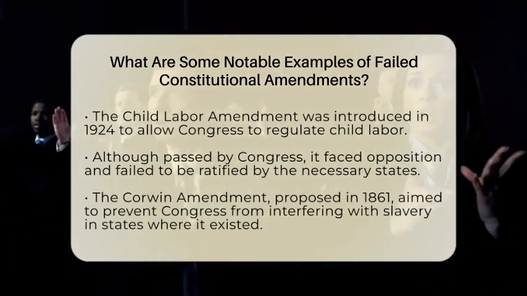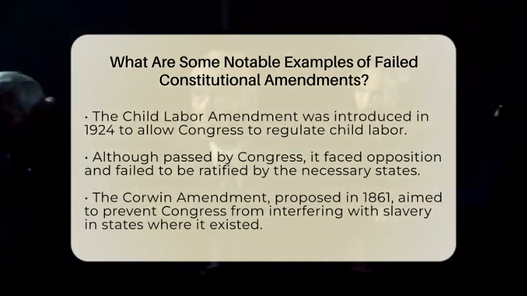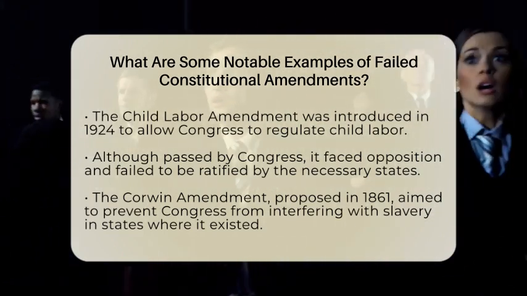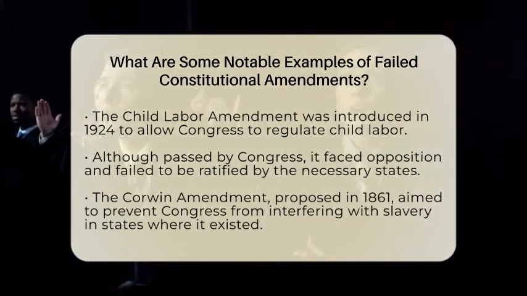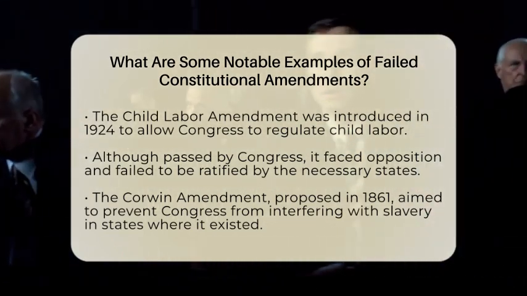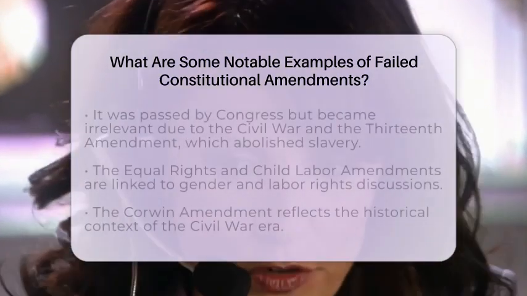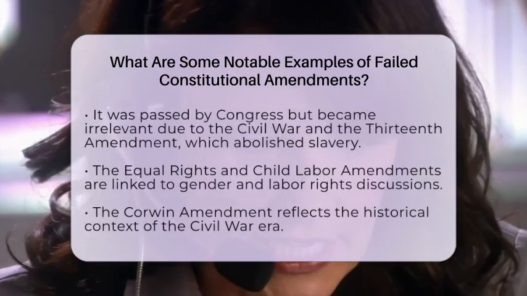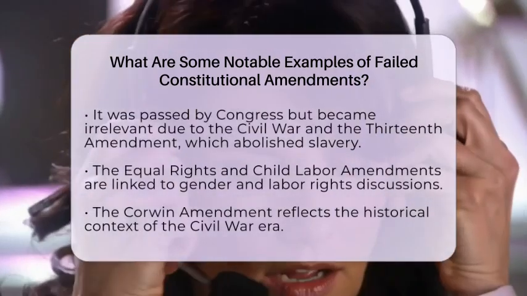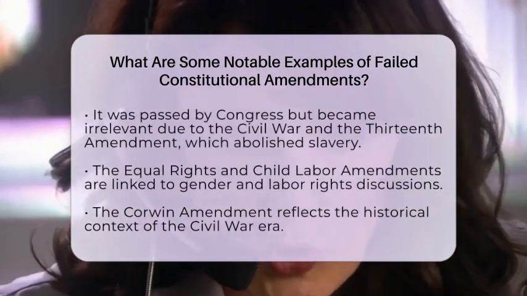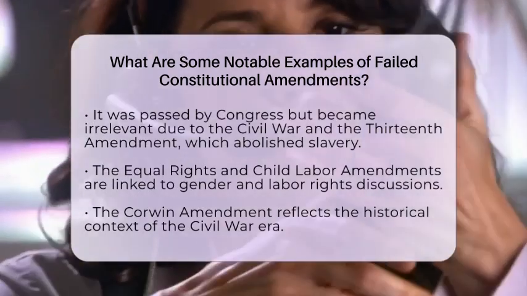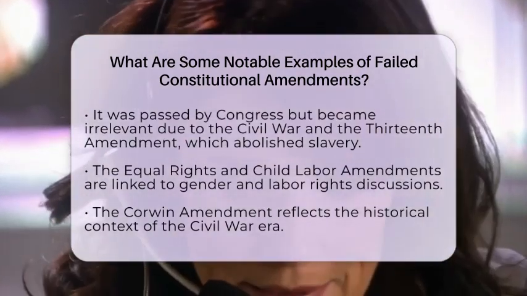The Corwin Amendment, proposed in 1861, is also a significant example. It aimed to prevent Congress from interfering with the institution of slavery in states where it already existed. Although it was passed by Congress, the onset of the Civil War and the subsequent passage of the 13th Amendment rendered it irrelevant, as the 13th Amendment abolished slavery altogether.